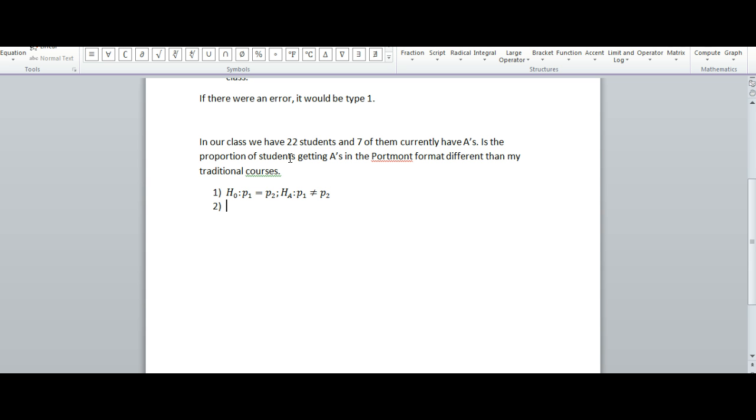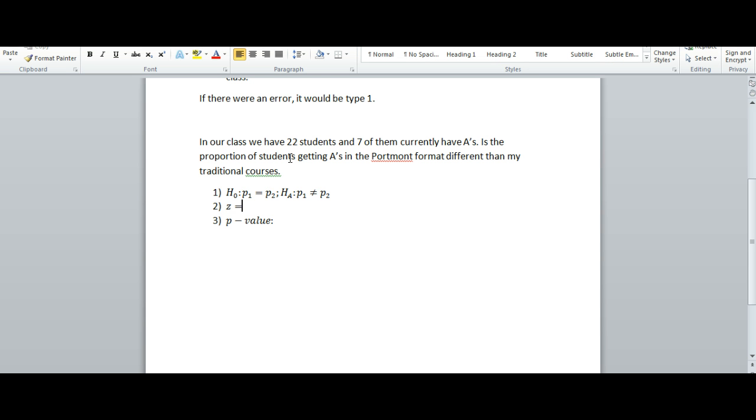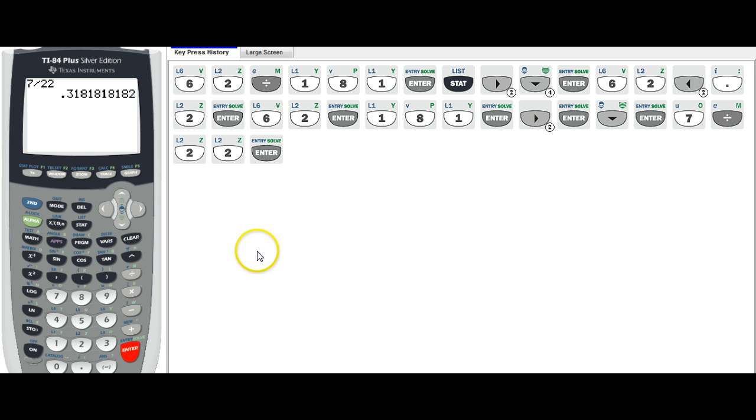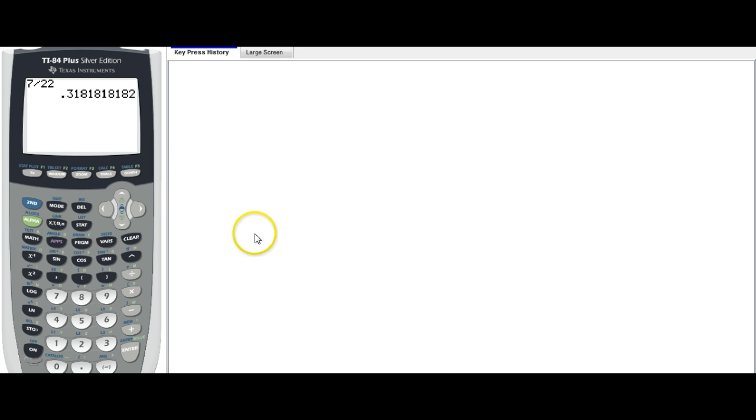So I still have to go through this idea of getting a z-score, and I'm still going to have to get a p-value. I'm going to do that just like I did before, but now I'm going to run two samples. Notice I have two proportions floating around. So coming back to the calculator, let's clear this key press history so we can just see how we're going to work with this new analysis.